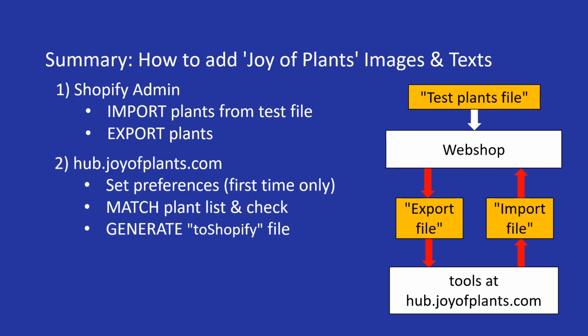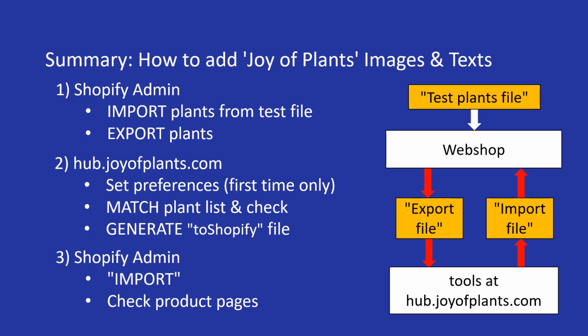Then in hub.joyofplants.com, set preferences for the images and text you will add to your webshop. You'll only need to do this once, the first time you follow the process. Match the plant names in the exported list to those in our library and check the match is made. Then generate the to Shopify import file and download it. Then in Shopify admin, use the import option to import the to Shopify file. This adds the images and text to the product pages. Check the test plants in the Shopify admin page and the live webshop.